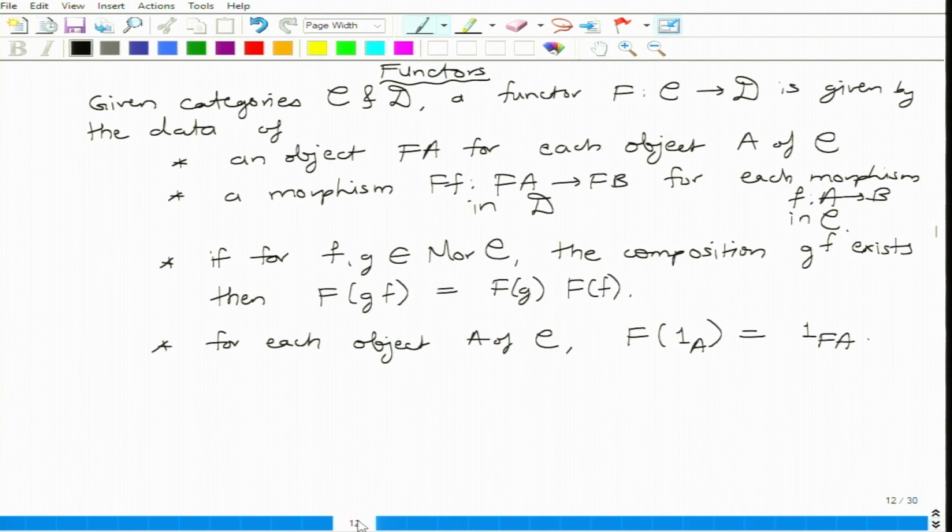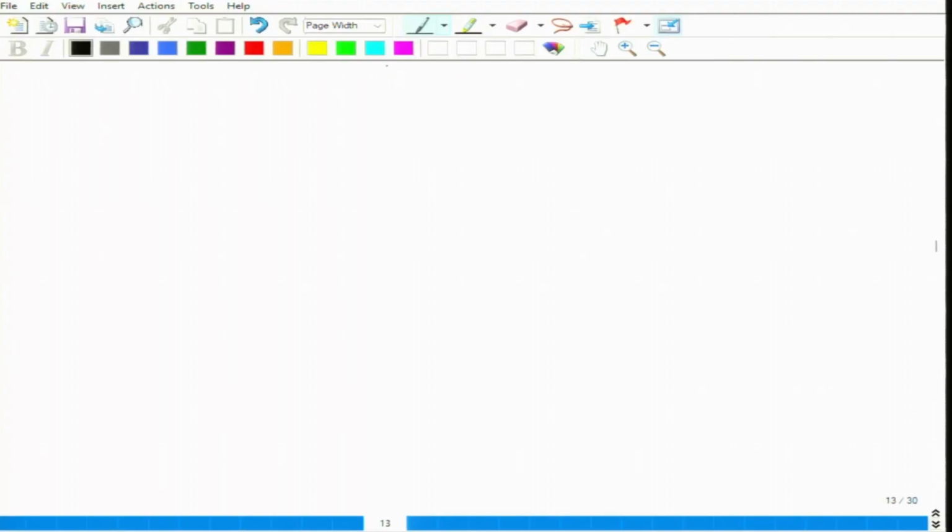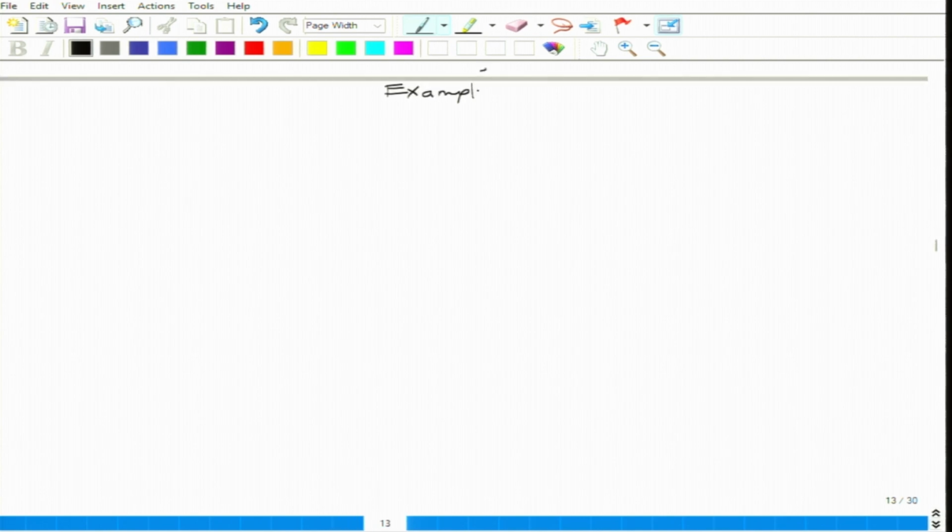So today our goal is mostly to look at different types of examples of functors. You simply start in any field and you will find so many examples of functors, and they are very natural examples. So let us start. Examples of functors.